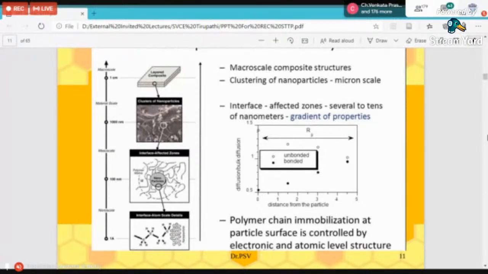Then there are interface affected zones of several to tens of nanometers. That is like gradient properties, for example, strain gradients and temperature gradients.